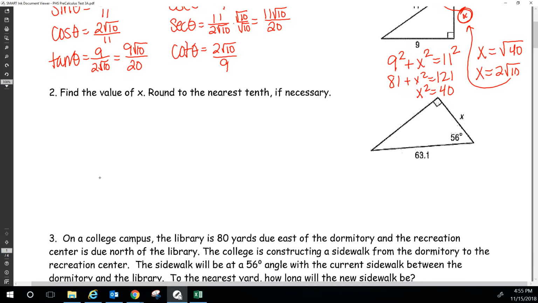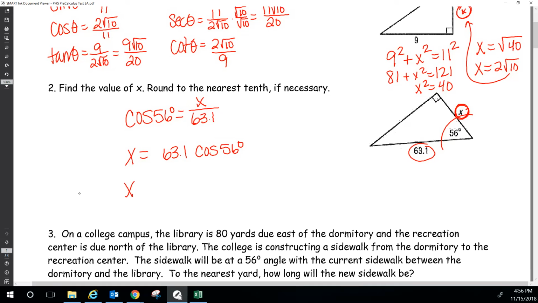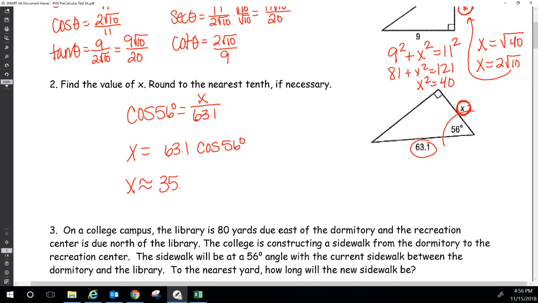All right, number 2, find the value of x, round to the nearest tenth if necessary. So for this one, here's my angle. We know the hypotenuse, we're looking for the adjacent. My function that uses the hypotenuse and the adjacent is cosine. Cosine theta, so cosine 56 degrees, is equal to my adjacent, which is x, over my hypotenuse, which is 63.1, which means x is 63.1 times cosine 56 degrees, and x is equal to 35.3.